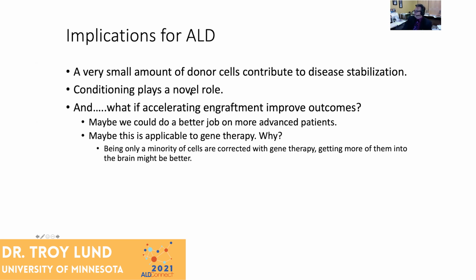Conditioning plays a novel role, not what we thought it did. It really changes the immune system of the brain per se. Does accelerating engraftment improve outcomes? Well, if it did, maybe we could do a better job on more advanced CLD patients. And maybe this is applicable to gene therapy. And why do I ask that question? Because only a minority of the cells are corrected with gene therapy, and perhaps getting more of them into the brain might even be better than what we're doing today.